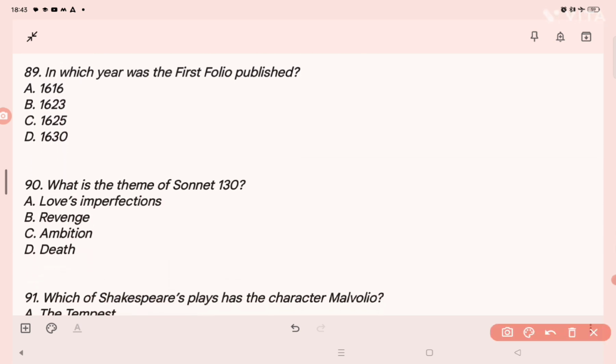In which year was the First Folio published? Option B, 7 years after Shakespeare's death. What is the theme of Sonnet number 130? Sonnet number 130, Love's Imperfections, humorously addresses the imperfections of the poet's mistress, rejecting the idealized description often found in love poetry.